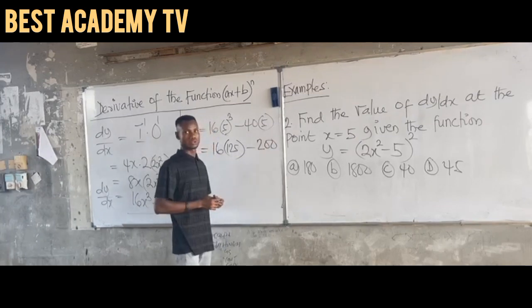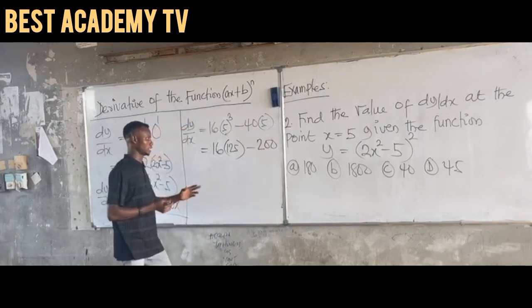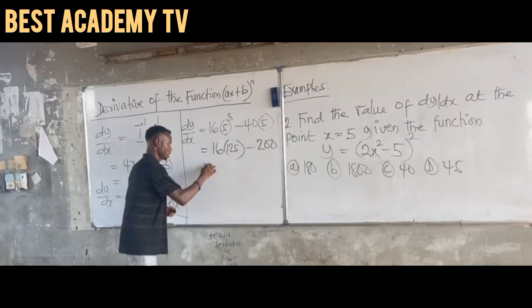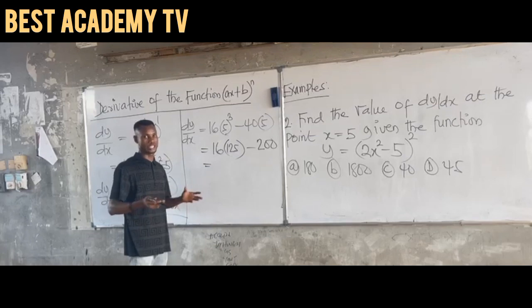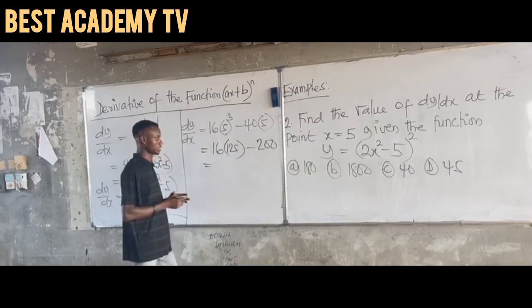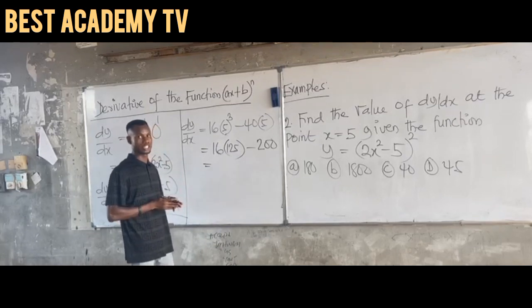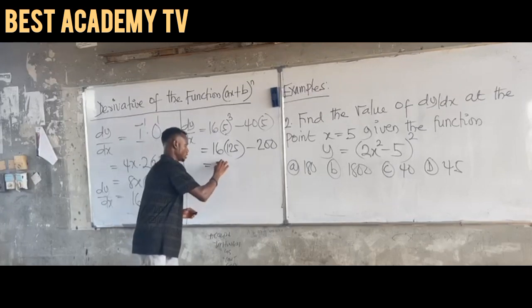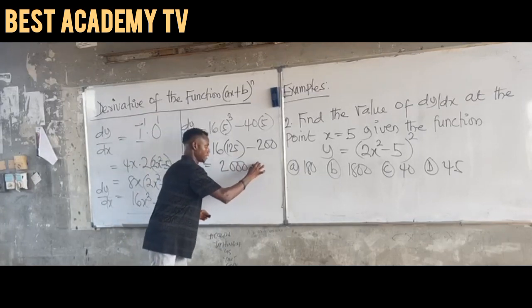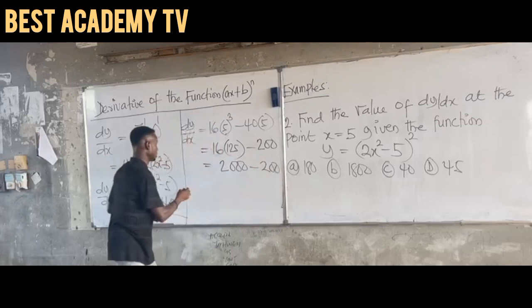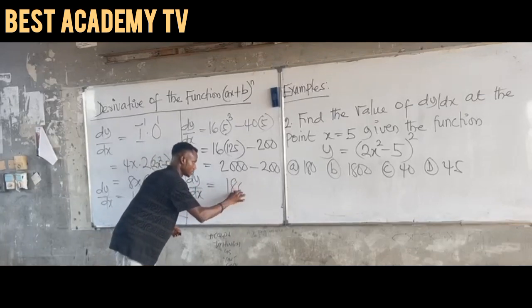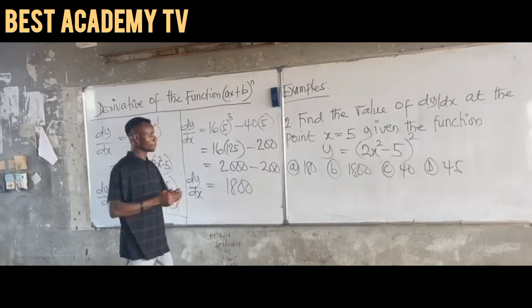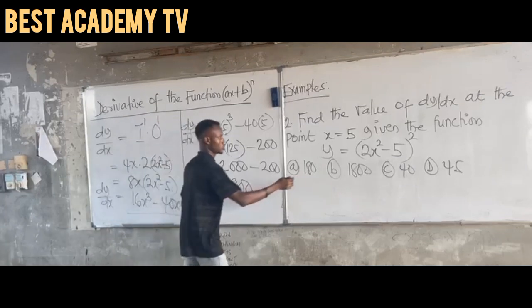Please take note. So now let's evaluate totally. 16 times 125. What is the answer there, please? 16 times 125. What is the answer? 2000. That is 2000 minus 200. So that means our dy over dx will be equal to 1800. Am I correct? Okay. So this is our answer here, and the option is said to be B.